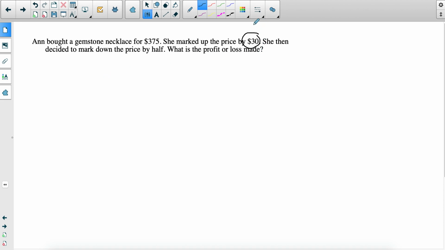So this time they actually give you a markup price as a number, not as a percentage, and then they tell you another process that was marked down. So there are 2 steps you need to go through, and we need to decide is it a profit or a loss. So do pause the video, attempt it if you want to.